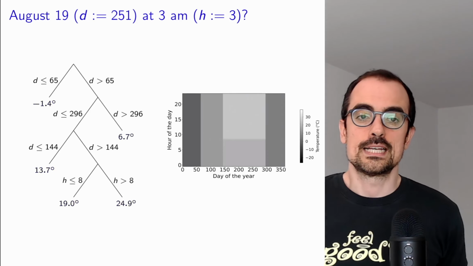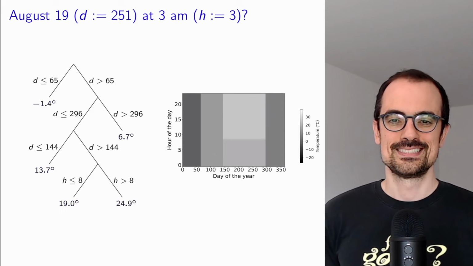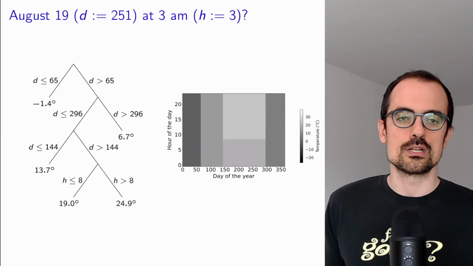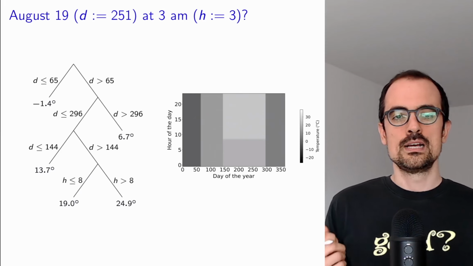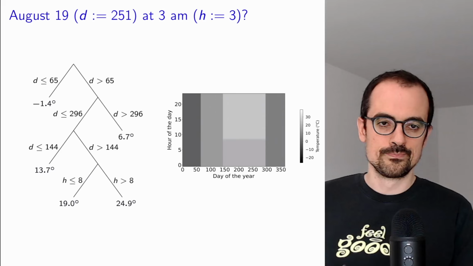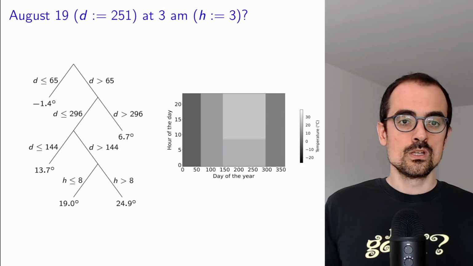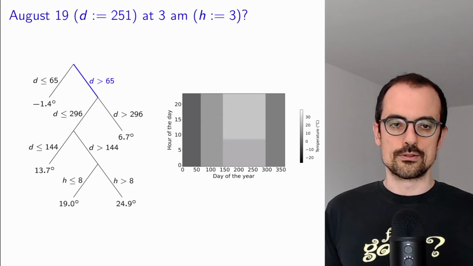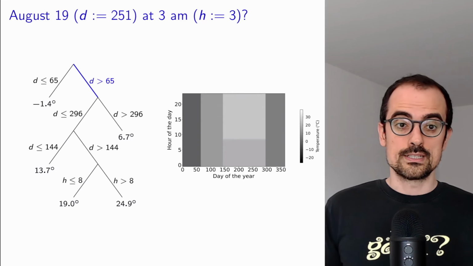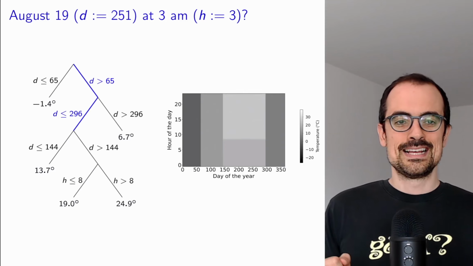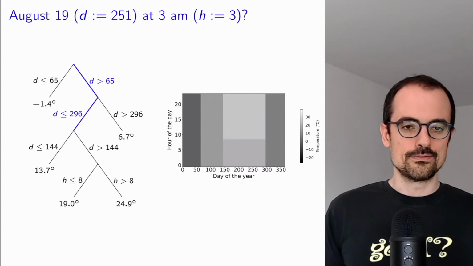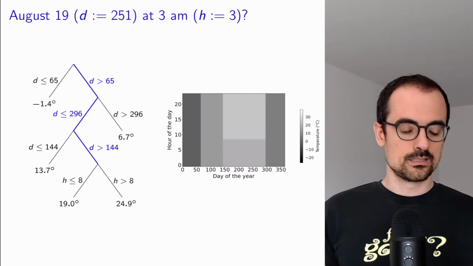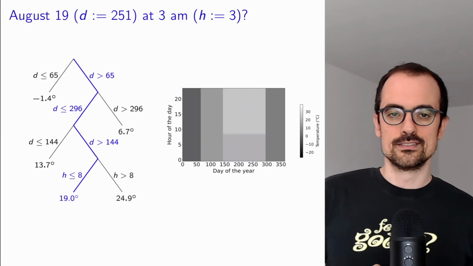So now imagine that it's August 19 at 3 a.m. and you want to estimate the temperature in Manhattan, Kansas. So August 19 corresponds to D equal to 251 and 3 a.m. corresponds to H equals 3. All right, so what do we do? Well, first, D is greater than 65. Boom, we go down that branch. D is smaller than 296. We go down that branch. D is larger than 144. We go down that branch. And now H is smaller than 8. So our estimate is 19 degrees.